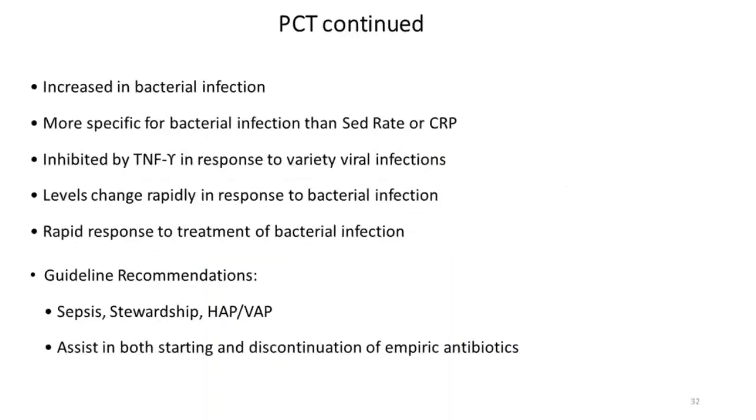It's more specific than other studies like ESR and CRP. It's actually inhibited by interferon gamma, which is produced in response to viral infection, which is why this is a very nice study to differentiate viral versus bacterial. The levels do change in response to bacterial infections, with rapid response to treatment; we'll show you a couple of cases in just a moment. It's in general guidelines for sepsis, stewardship, and HAP and VAP. And it really is very useful in assisting both in starting, but many of the studies actually look at discontinuation in terms of duration, based on the kinetics of clearance of procalcitonin.